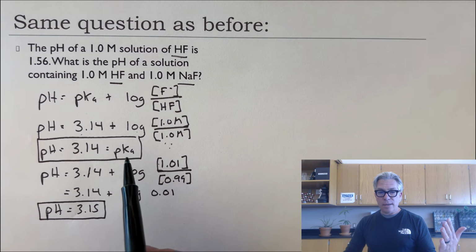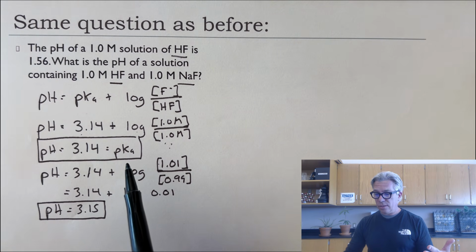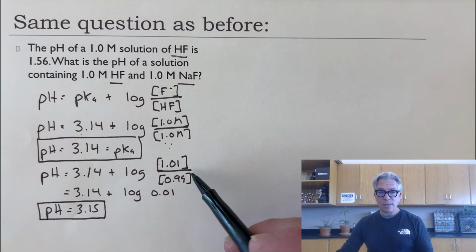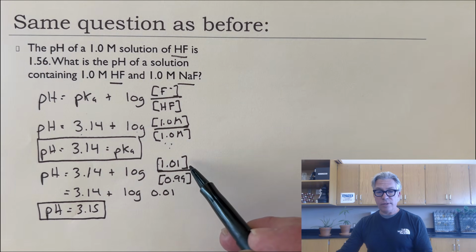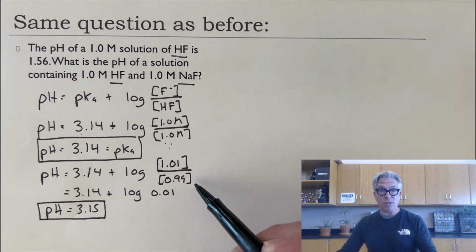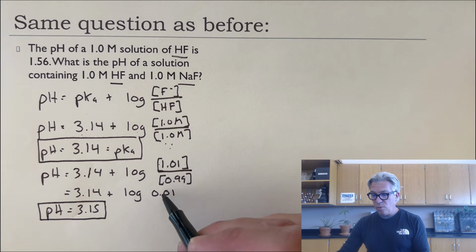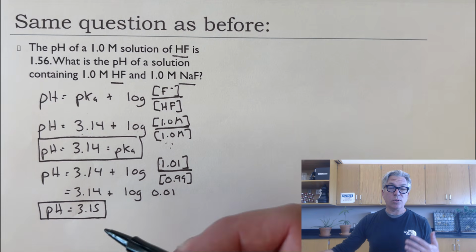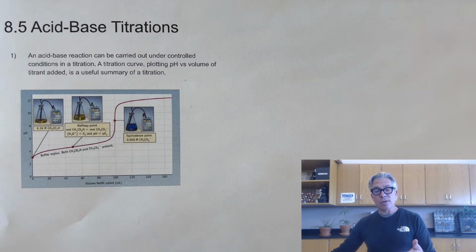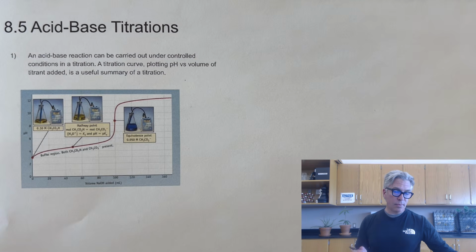And if you want to calculate the change that occurs, you can go back and do the stoichiometry and find that one of these is going to go up by a certain amount, one of these is going to go down by a certain amount, depending on your reaction. But once you find those amounts, just plug them back in. Now I have a ratio of 1.01 over 0.99, and if I add the log of that to 3.14, I get 3.15. So same answers, one's more of a long way, one's a shorter way. All right.